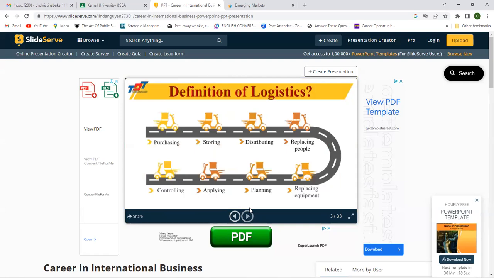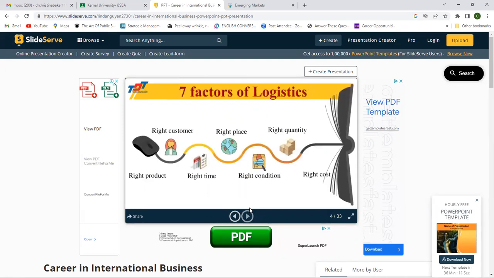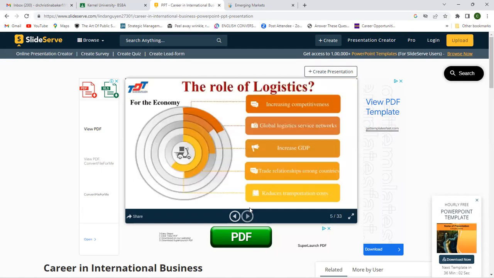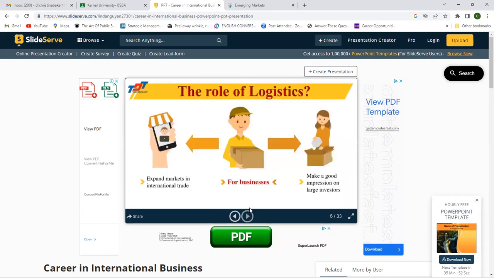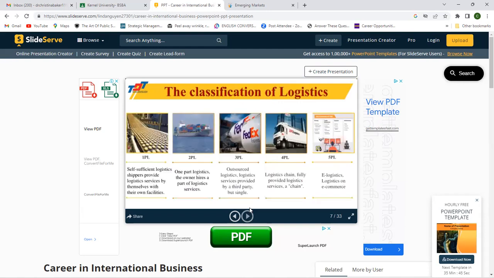Here we have some examples of logistics: purchasing, storing, distributing, replacing people, replacing equipment, planning, applying, and controlling. We can see the factors here: right customer, right product, right time, right place, right condition, right quality, right cost. Role in logistics: increasing competitiveness, global logistics service networks, increasing GDP, trade relationships among countries, and reducing transportation costs. Another role of logistics is to expand markets and international trade for the business and make a good impression on large investors.